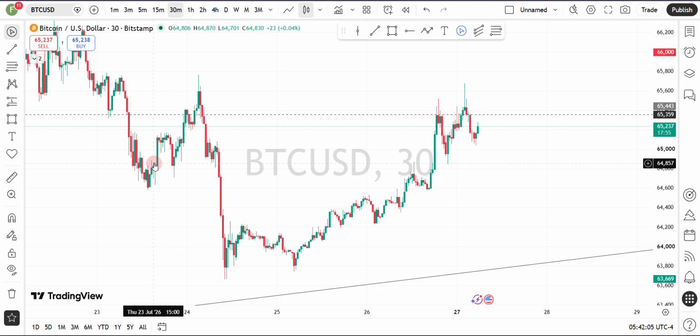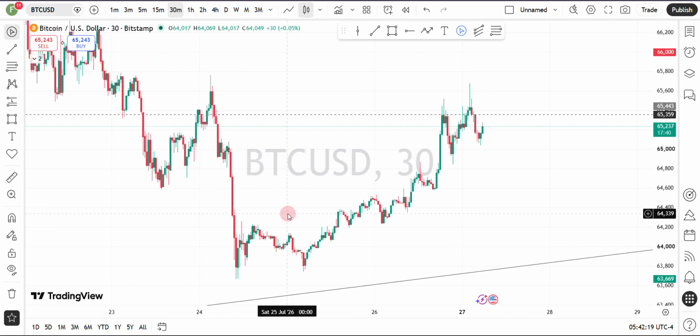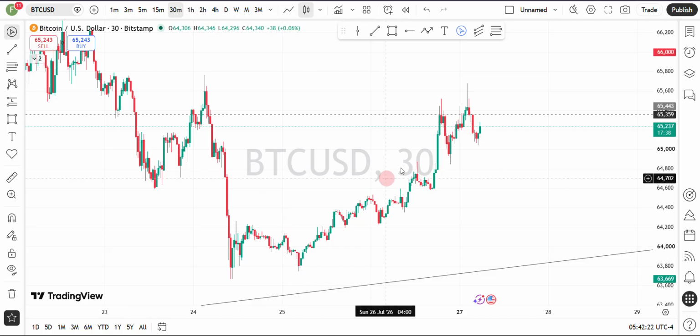How to trade support and resistance in less than 5 minutes. Okay, so I'm going to show you how to find setups that will help you to make good profits on the chart. So this applies to any assets that you are trading. All right, so let's get right into the chart.